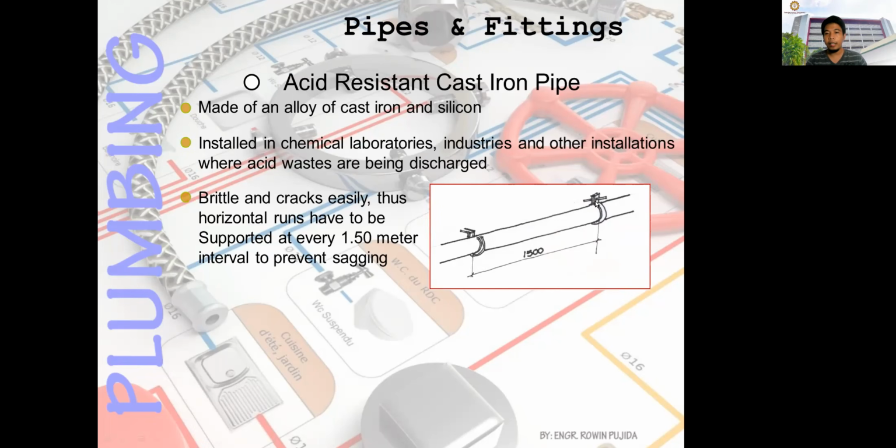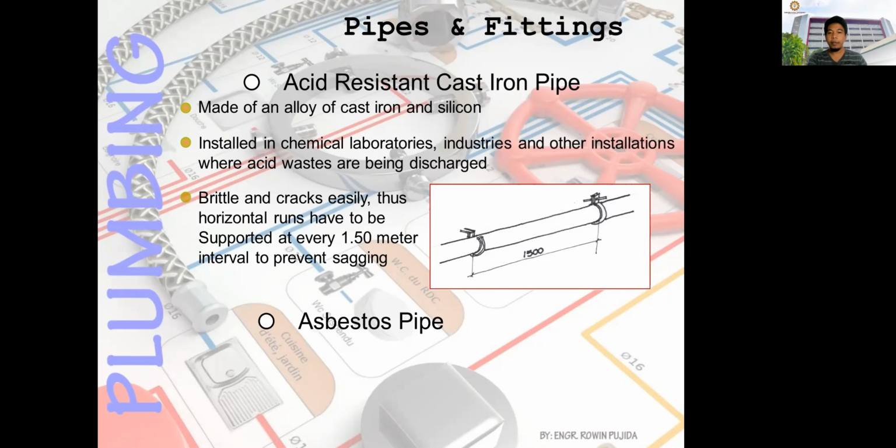So you have here the hangers. This one is the hangers. Then it should be supported at least 1.5 meters, or that is 1,500 millimeters, in between. Okay, so you have to put a hanger in every 1.5 meters.